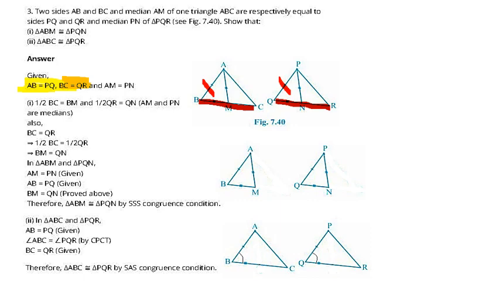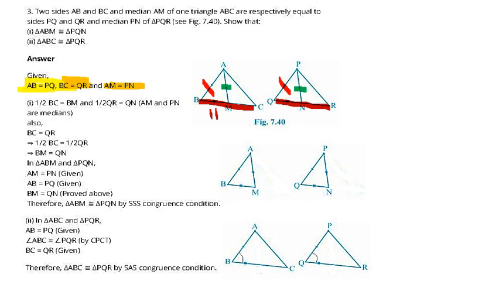Although the two dashed lines are over here, remember it is not BM and QN that are equal, but whole side BC and whole side QR, they are equal. And third thing that is given is AM equals to PN, that is medians. This median, this is AM and this is PN. These two medians are also equal to each other.